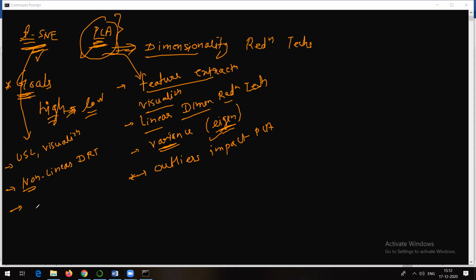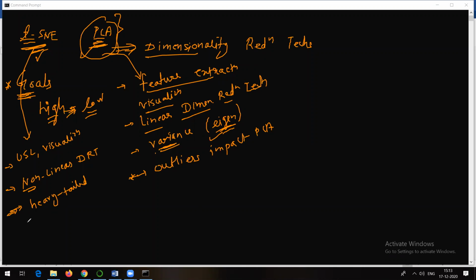Now talking about t-SNE, it uses a heavy-tailed Student's t-distribution, which I told you about. It makes use of the heavy-tailed Student's t-distribution to compute similarity between two points in low-dimensional space, rather than using a Gaussian distribution, whereas PCA makes use of a Gaussian distribution. The t-distribution helps to address the crowding and optimization problems.